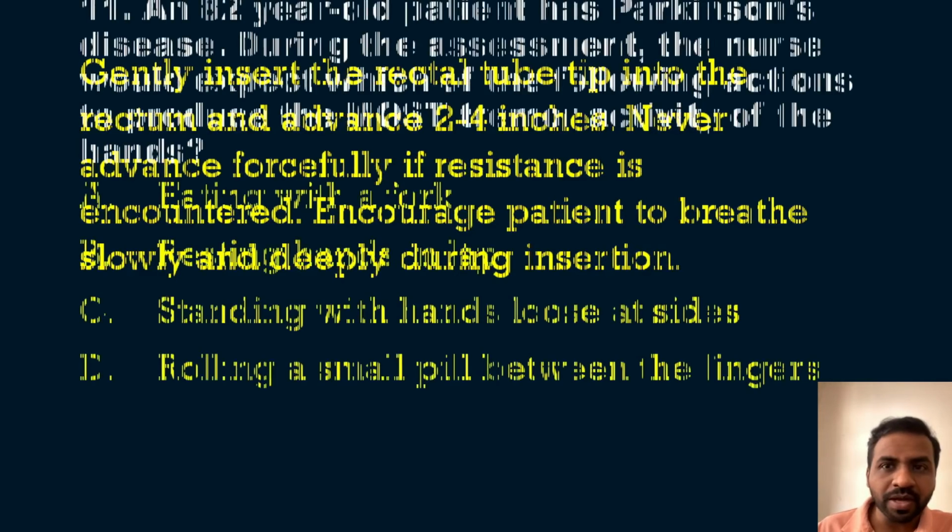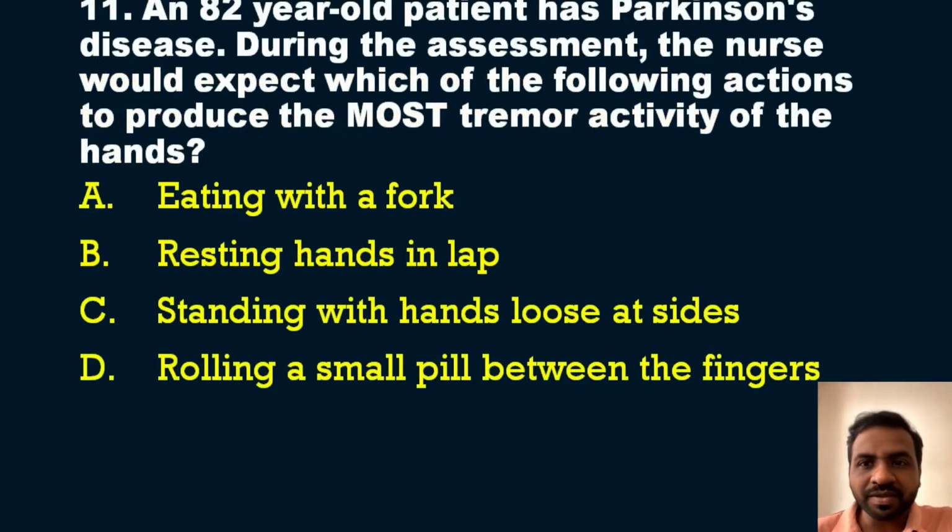Okay, so moving on to the 11th question in our series, and the question is, an 82-year-old patient has Parkinson's disease, and during the assessment the nurse would expect which of the following actions to produce the most tremor activity of the hands. Okay, so the question you should understand first. Here the question is regarding Parkinson's disease, and what is asked is in which way we can produce the most tremor activity from the patient's hands.